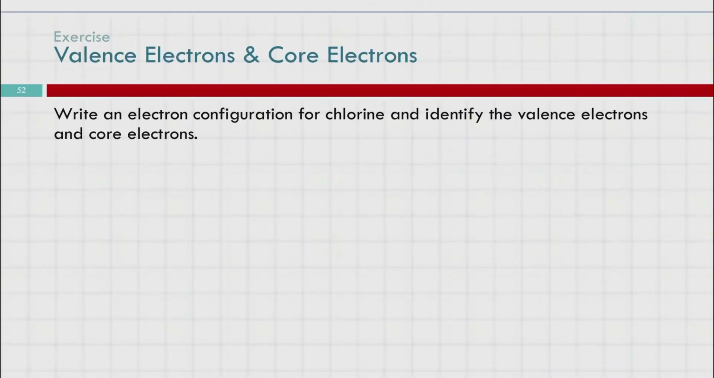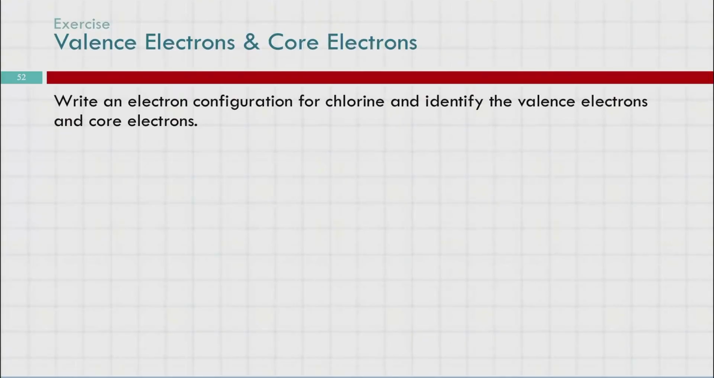All right. Another exercise for you, write an electron configuration for chlorine, then identify the valence electrons and core electrons. You can use your shortcut, and I'll give you 2 minutes. All right, that was about 2 minutes in the class, so we're coming back.